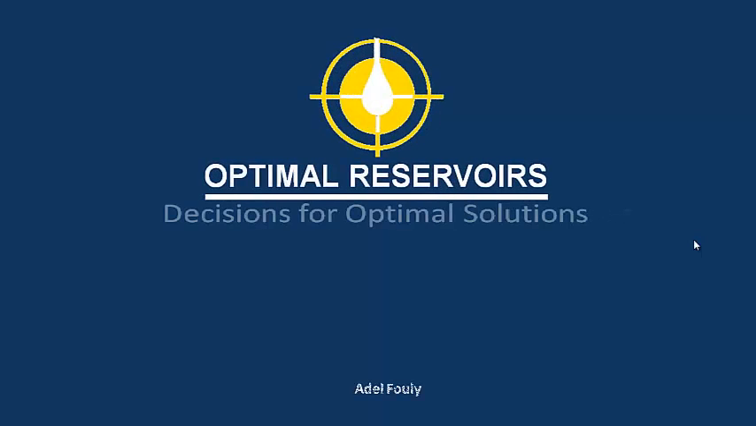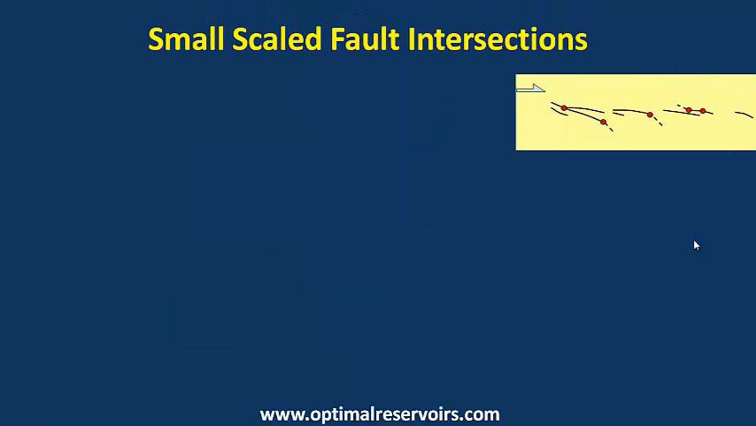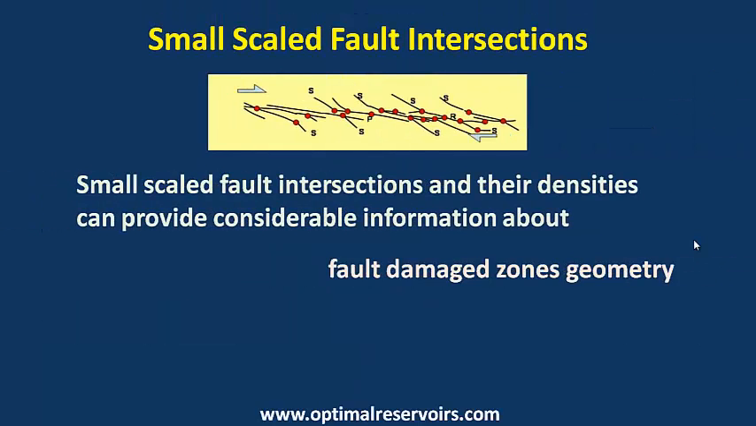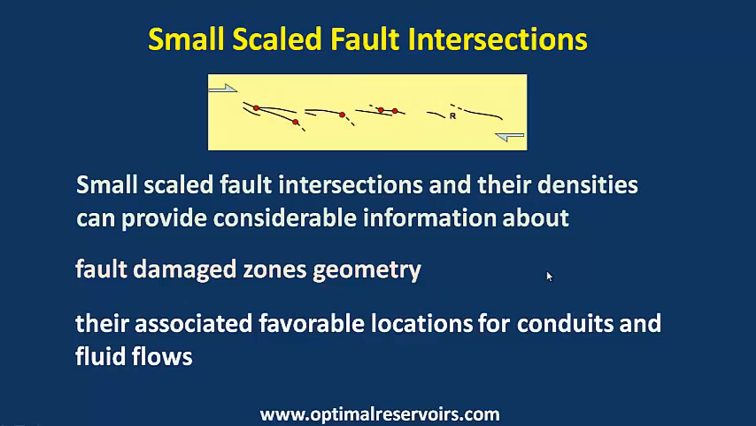In the next few minutes, I'm going to talk about characterization of conduits related to fracture network. Small-scale fault intersections and their densities can provide considerable information about fault damage zone geometry and their associated favorable locations for conduits and fluid flow.